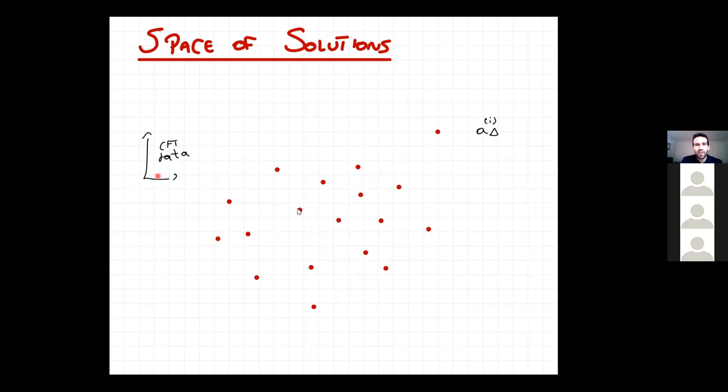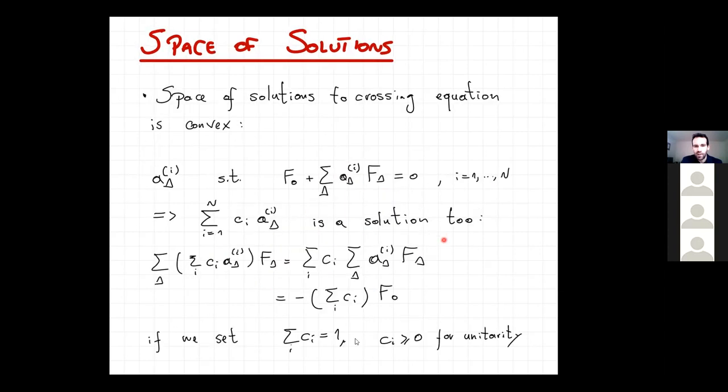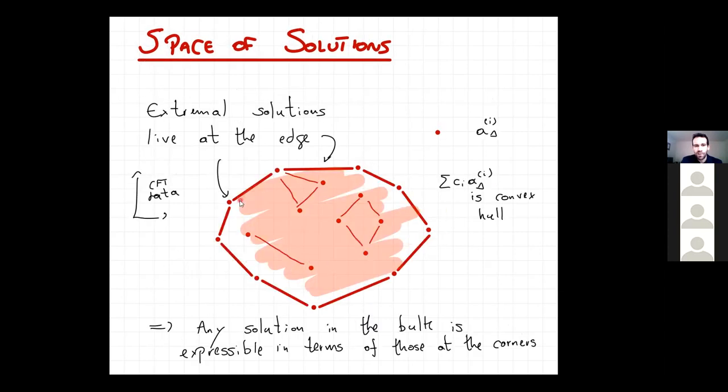So what this means is that if you think of the space of CFT data and you have a bunch of solutions to the crossing equation, then the full set of solutions is the convex hull of those solutions. I don't know if you're familiar with this. If you have a bunch of vectors and you take positive linear combinations of them, restricted with this constraint that they should add up to 1, this defines the convex hull. And so the full space of solutions is the convex hull of all these individual solutions that you find.